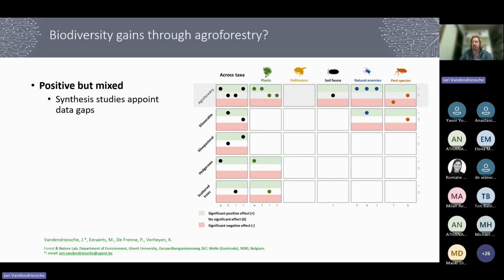What do we know about biodiversity gains through agroforestry implementation? Overall, the figure that I'm presenting here is a summary of different synthesis studies that we have performed within DigitAF. And we can conclude that overall it's quite positive, but effects are mixed throughout the system. So there is some difference in design of an agroforestry system, but also among different taxonomic groups, etc. And we also found out that you see a lot of blank panels, so there are quite some data gaps on this level of analysis.